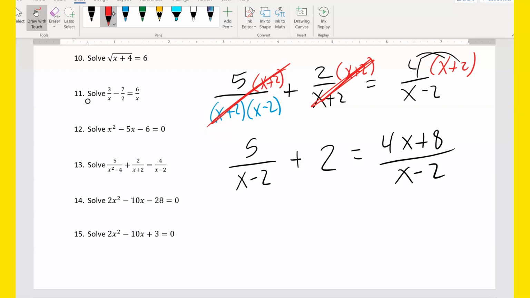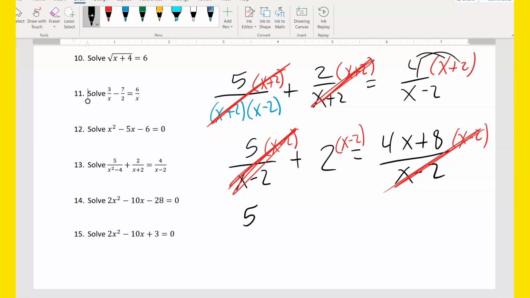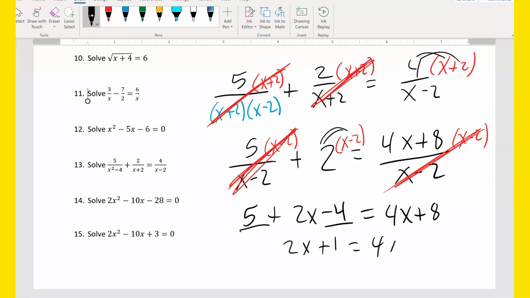Now let's get the x minus 2 off the bottom by multiplying everything by x minus 2. So it cancels out there, and it cancels out there. And so what do I have? I have 5. This will distribute, so plus 2x minus 4 equals 4x plus 8. Now just combine all your like terms, get your like terms together, combine them, and get the x by itself. So that 5 and that minus 4 can combine. It gives me 2x plus 1 equals 4x plus 8.